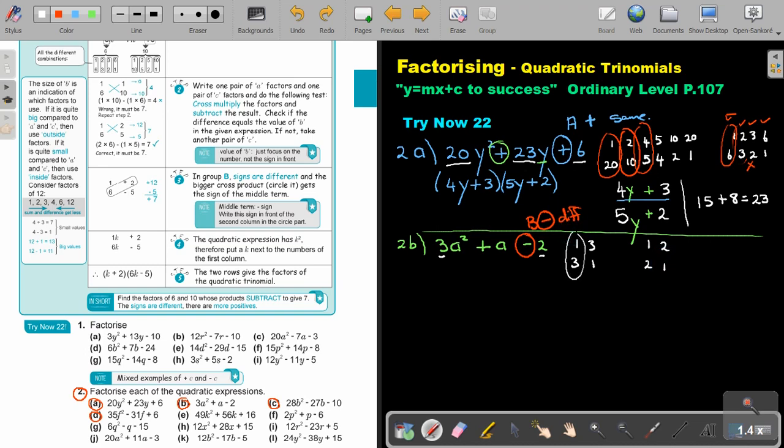So if I start with the first one, this is going to be 3. Remember, it subtracts, so it's 3 minus 2. I think it's going to work. Let's take it out.